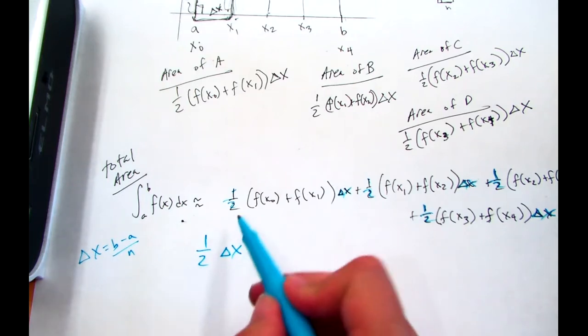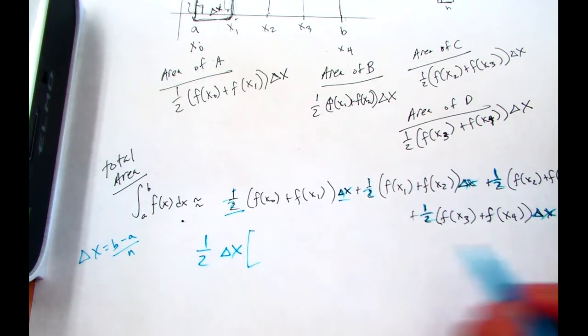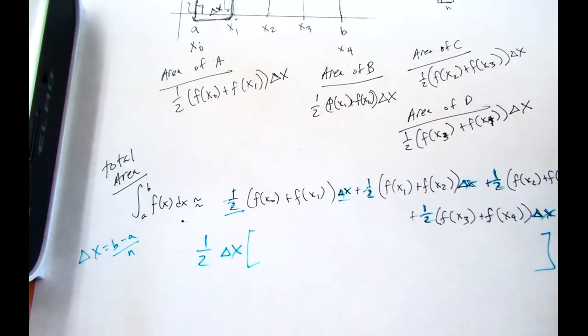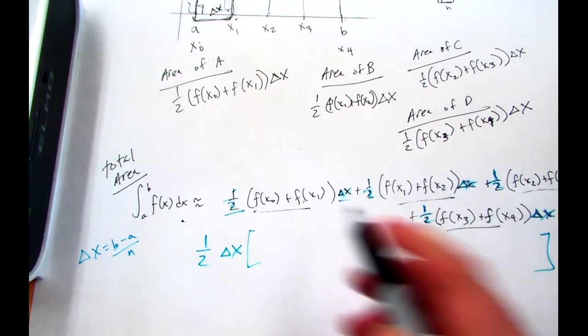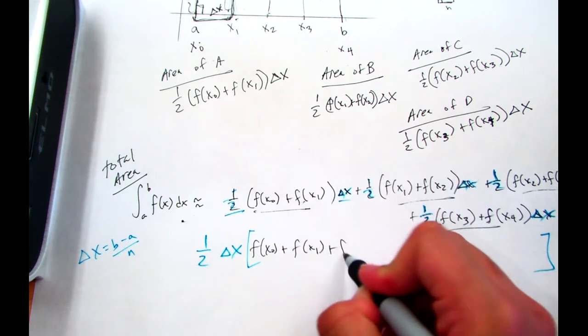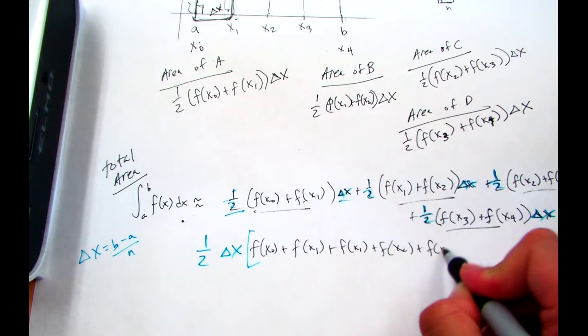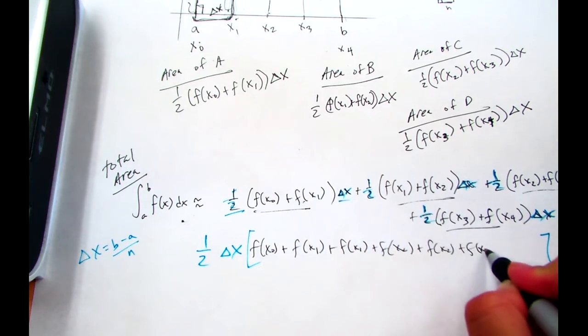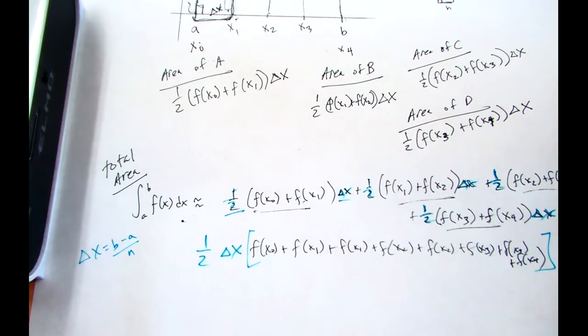So 1/2 delta x comes from just factoring out all of these, and then that leaves me with everything on the inside, which is going to be the bases. So this, and this. So f of x naught plus f of x1 plus f of x1 plus f of x2 plus f of x2 plus f of x3 plus f of x3 plus f of x4. Almost had it perfect. Perfect fit anyway.